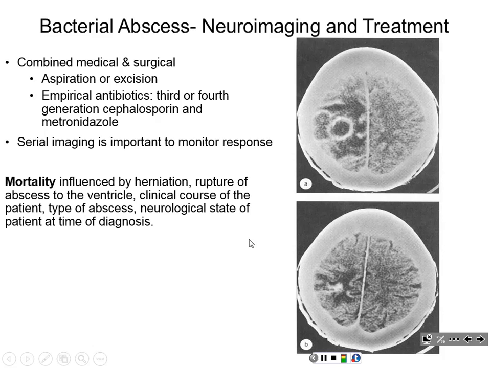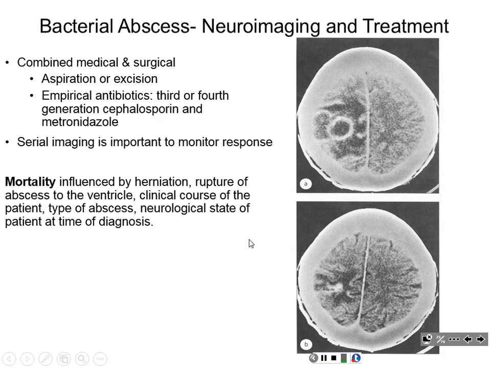So bacterial abscess, we're going to look at neuroimaging and treatment together. Treatment is a combination of both medical and surgical. We're going to do an aspiration, get rid of some of the pus out of that abscess. But we're also going to treat with empirical antibiotics, 3rd or 4th generation cephalosporins, and because these tend to be anaerobic, again, I've said this a couple of times now, so this might be important, we're going to use metronidazole, right? So meningitis, cephalosporin, vancomycin, and dexamethasone; abscesses, cephalosporin, and metronidazole.